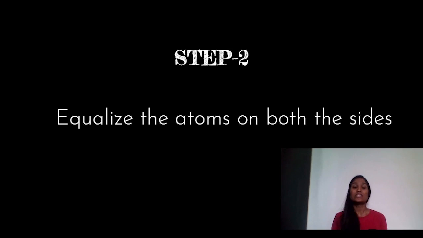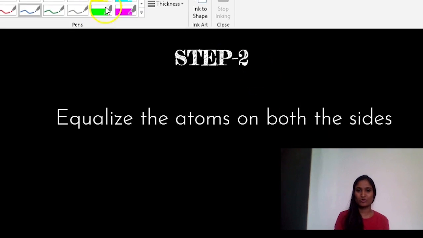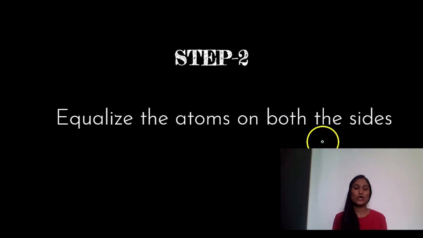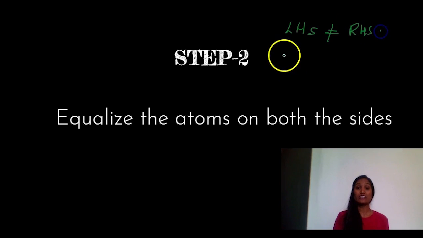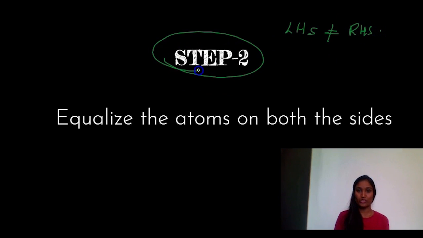What is step 2? Step 2 is equalizing the number of atoms on both the sides. What is this? All of a sudden something new, right? No, not something new. In case you are having a skeletal equation where LHS is not equal to RHS, then you should apply step 2 to equalize left hand side atoms and right hand side atoms. But then how can you equalize left hand side atoms and right hand side? Let's take one more example to understand that better.